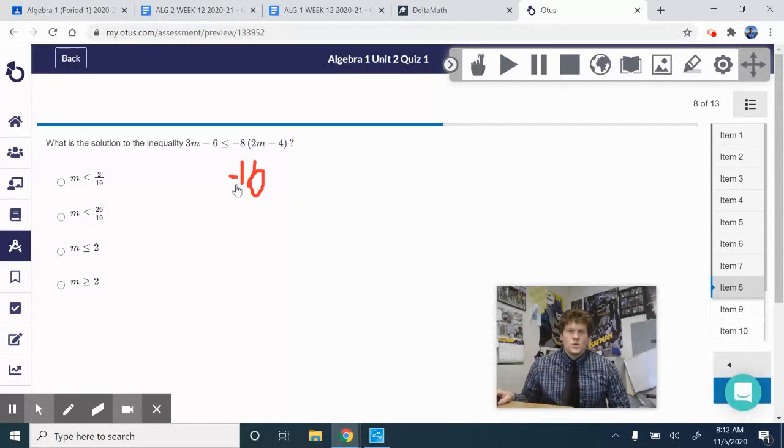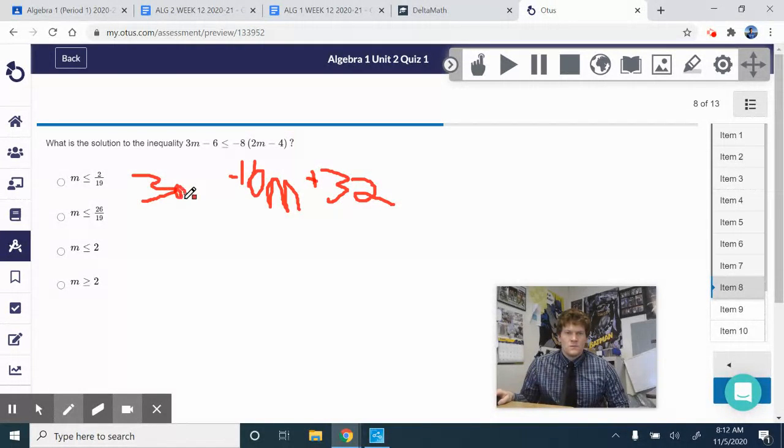Negative 8 times that 2m gets us negative 16m. Then I have negative 8 times that negative 4, which makes it positive 32. 3m minus 6 still on this side. Okay, and then now let's combine some like terms. I got negative 16m on this side, so I'm going to add it to the other side. I have minus 6 over here, so I'm going to add that to the other side.